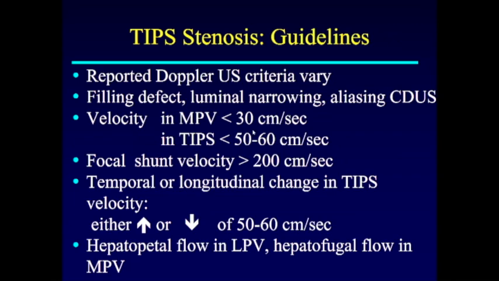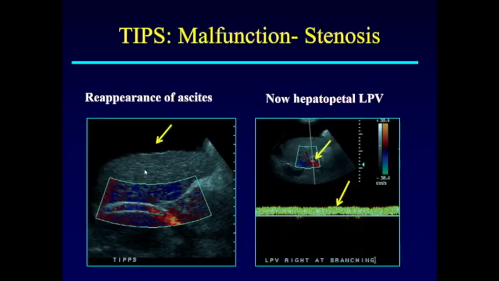When it's less than 30, if the velocity in the TIPS itself is less than 50 or 60 centimeters per second, if there are focal shunt velocities greater than 200 centimeters per second, and if there is a temporal or longitudinal change in TIPS velocity across the shunt, either an increase or decrease of 50 to 60 centimeters per second. And then, as I already mentioned, if you see hepatopedal flow in the left portal vein and hepatofugal flow in the main portal vein, that means the shunt is not functioning.